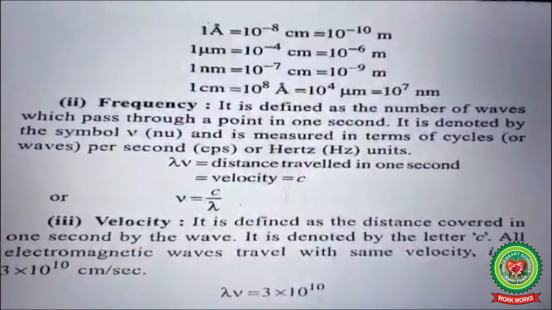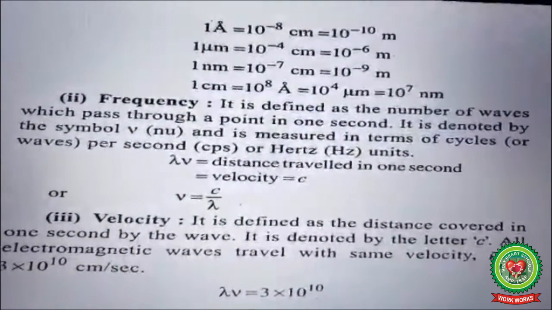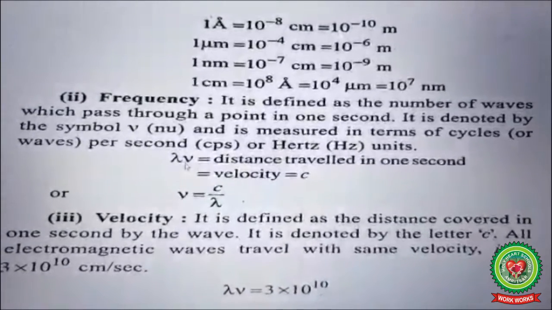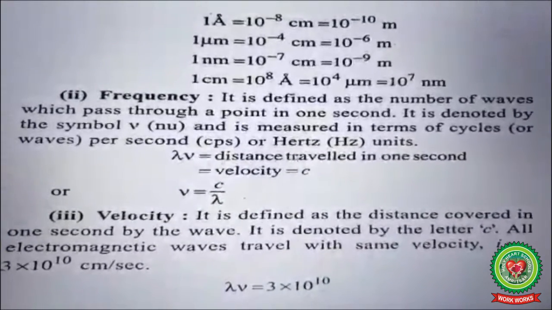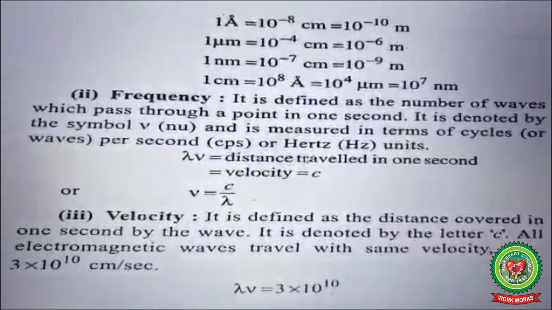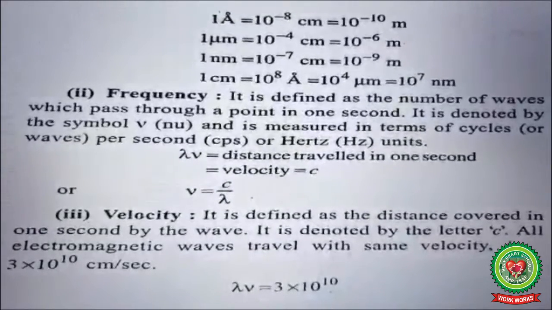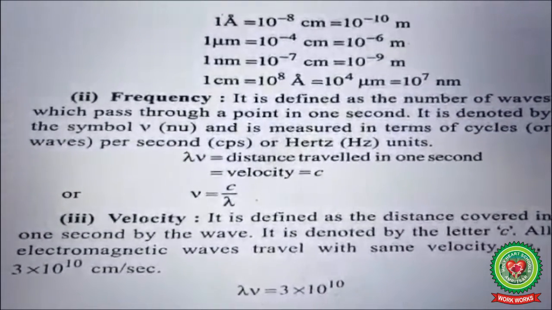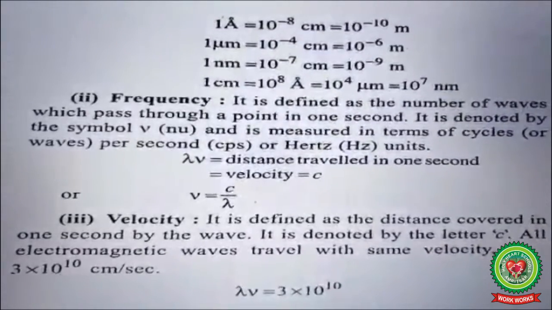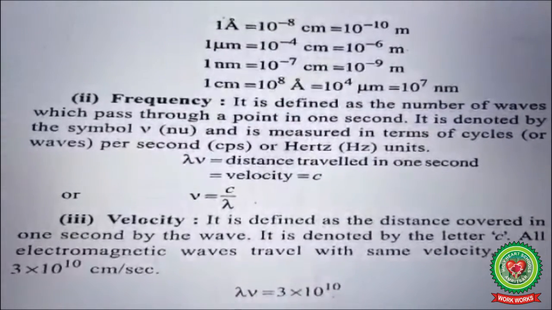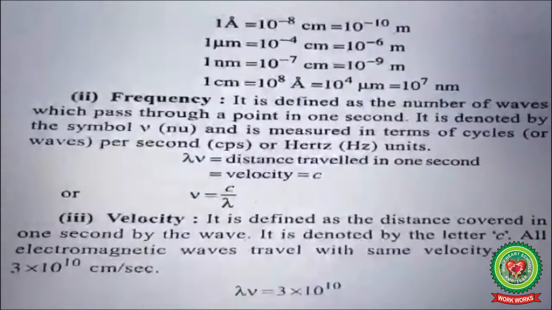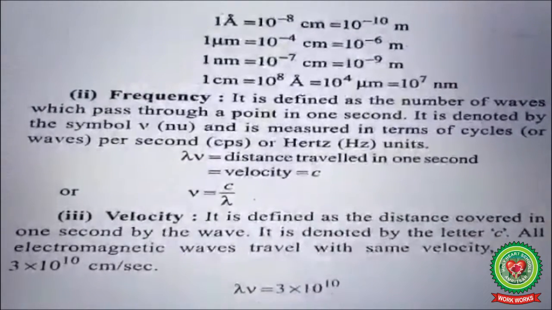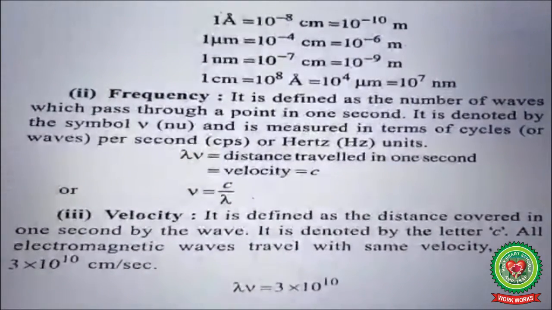Frequency is denoted by the symbol nu and is measured in cycles per second or hertz. We can also use the unit second inverse for frequency. So lambda into nu equals the distance traveled in 1 second, which is nothing but c, that is your velocity of light. So nu, frequency, is equal to c by lambda. This formula will be used for further numerical problems.